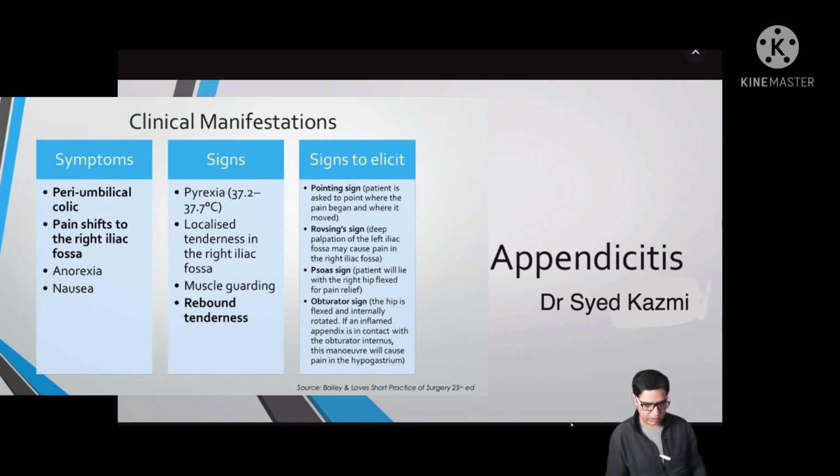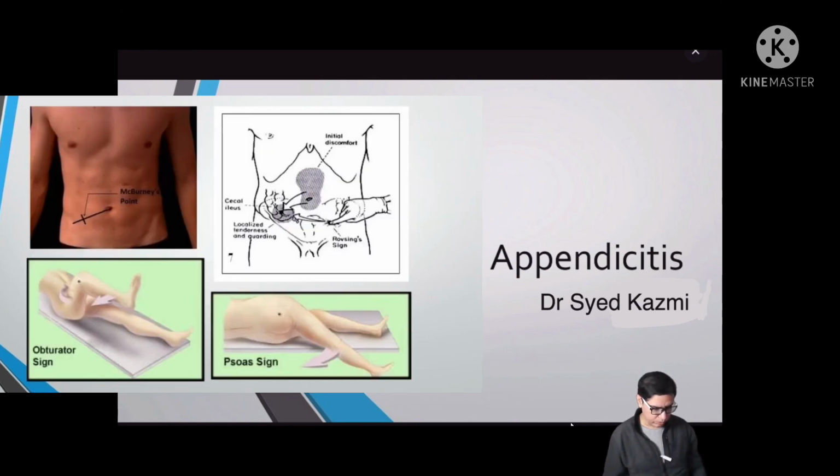So obturator sign and psoas sign are important signs that you can elicit if the appendix is either retrocecal or pelvic. So these two signs would be present. Usually the tenderness would be mild, but if you do these signs, the child would have excruciating pain. So this is an important thing that you should elicit if the child has a pelvic or retrocecal appendix. Moving on to some of the areas where there will be a lot of tenderness.